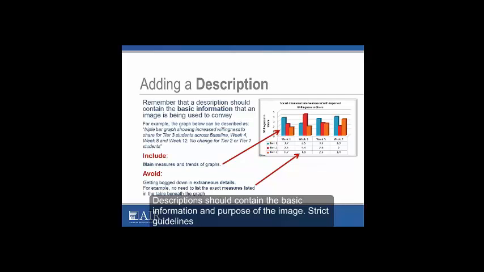The description should contain the basic information and purpose of the image. Strict guidelines are still being determined. Therefore, what you choose to include in your description is largely up to you. Avoid getting lost in extraneous details. For example, it's unnecessary to list all the physical pieces of a complicated flowchart or list off each individual measure included in a table. Your description should include what the graphic is communicating, not just what it looks like.